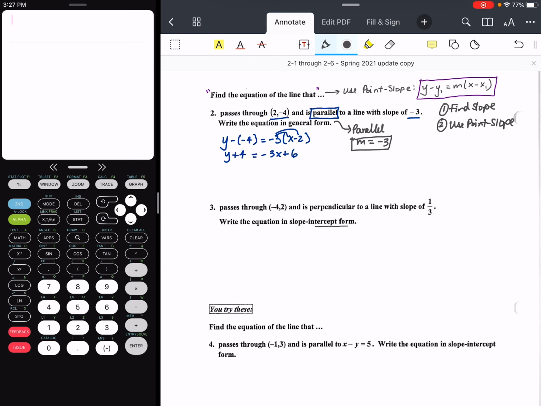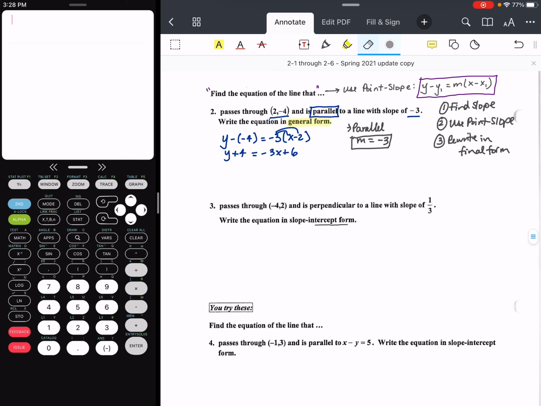All right, and then our final step, we want to pay attention to whatever final form is asked for. So we'll simplify that point-slope form, and we'll rewrite it in whatever final form we're asked. In this question, they say, write your equation in general form. As a reminder, I'm going to erase this little arrow because it looks like I'm pointing there. Your general form is ax plus by plus c equals 0.